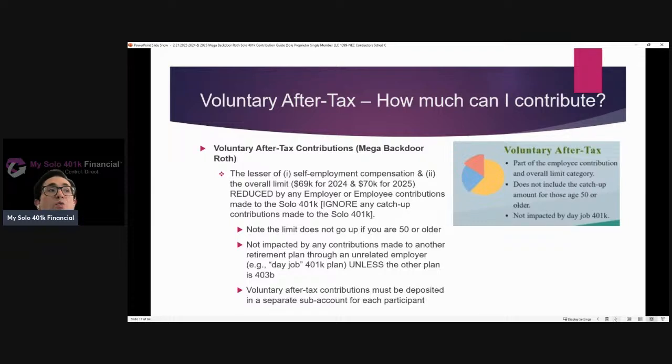Now, the one exception to that rule that you don't have to aggregate is the 403B exception. So remember, any contributions made to a 403B, whether employee or employer, together with any contributions that the individual wants to make to the solo 401k, the sum of those amounts cannot exceed the overall limit.